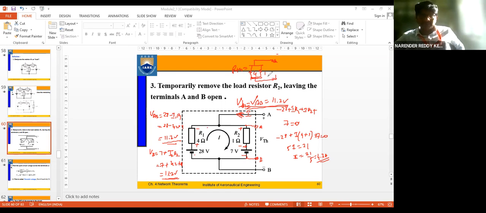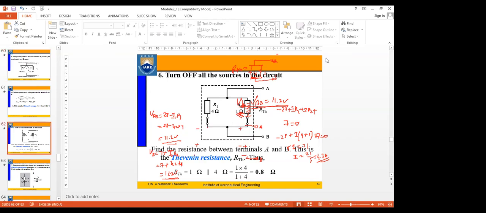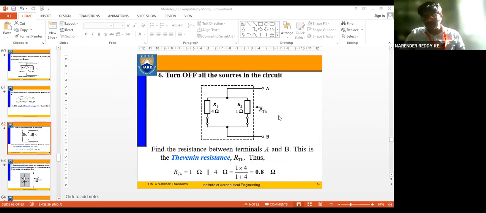Am I clear with this? How are these two connected? What is the equivalent resistance between these two? 4 by 5, sir, 0.2. Yeah, 4 by 5. To find the value of RTH, what do we have to do? We have to look into the circuit from these two terminals, right? That's what we are doing from the last class, right?